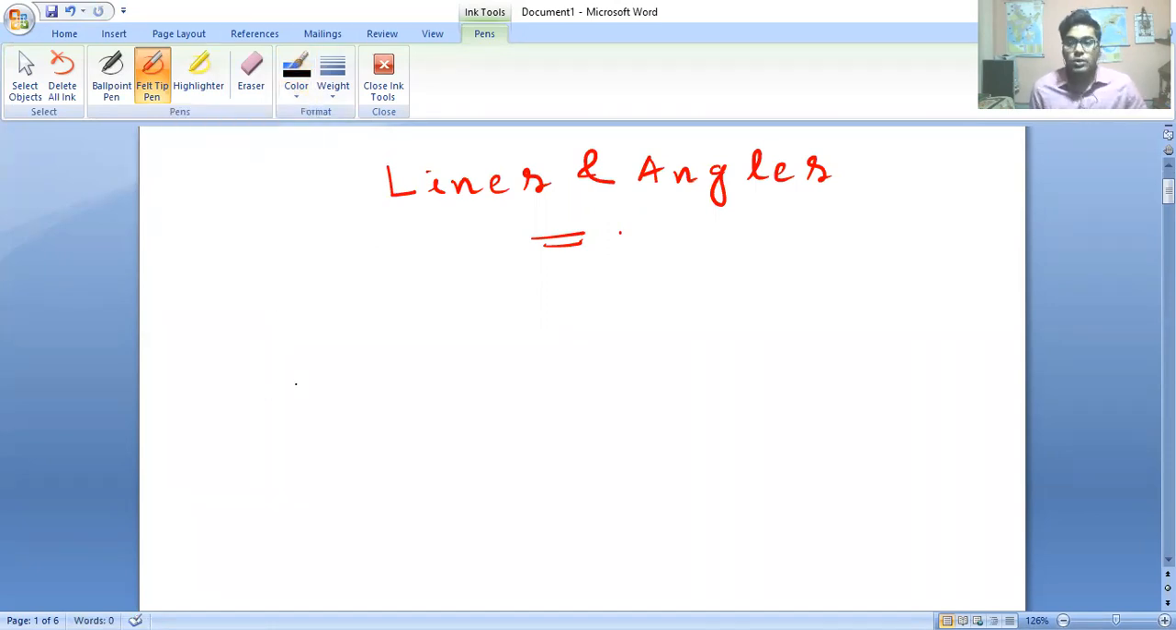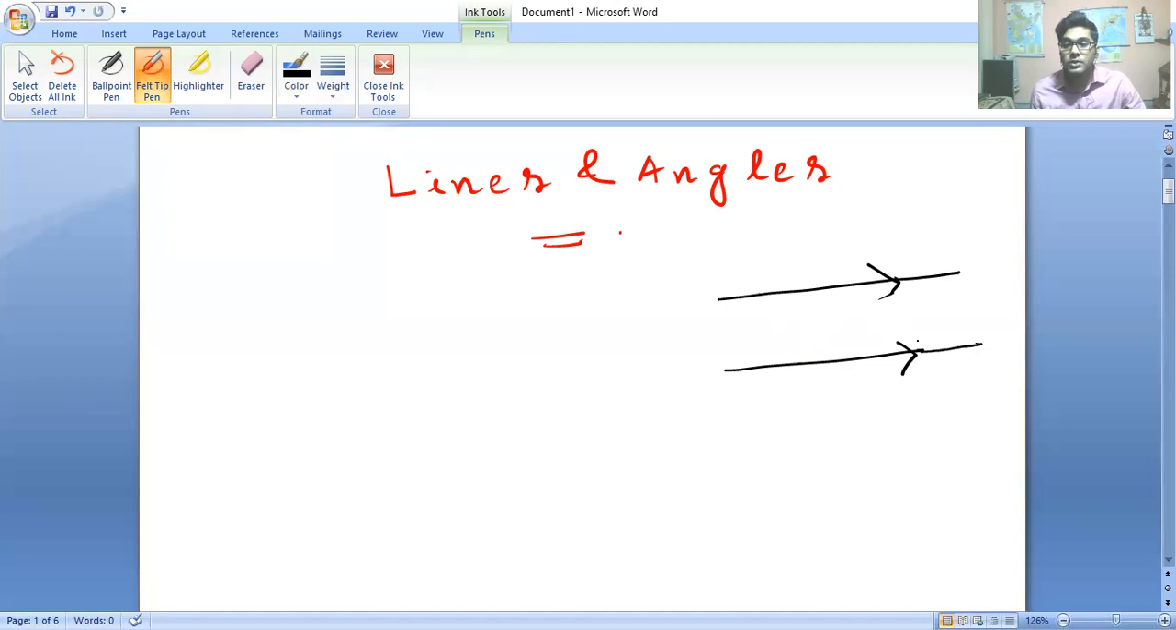Okay. So first, we are going to discuss some basics. See, if two lines are parallel, then they will be given the same direction. If lines like these are given and the same direction is shown as an arrow, then these two lines are taken as parallel.